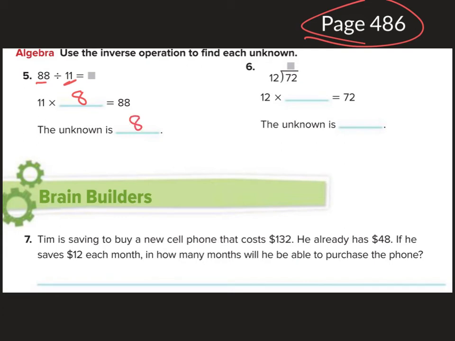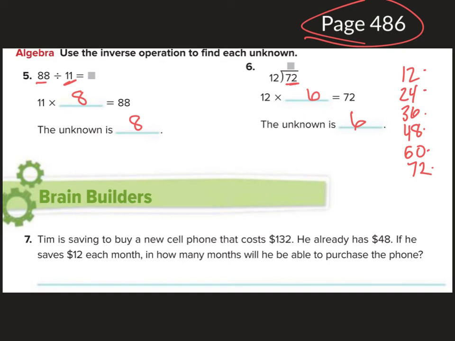Here, if I'm looking at 72 and I'm trying to divide it by 12, I can think 12 times what is 72? Well, if I'm thinking about that, I can do my multiples, right? 12, 24, 36, 48, 60, 72. Okay, how many did I get here? 1, 2, 3, 4, 5, 6. So there I know that 12 times 6 is 72. Our unknown is 6.